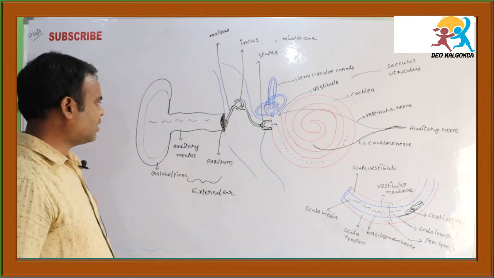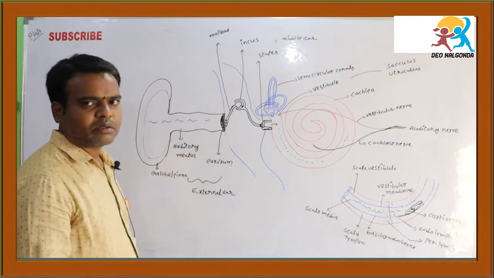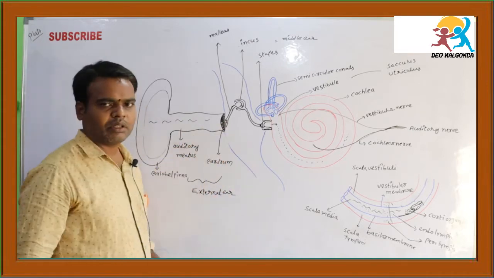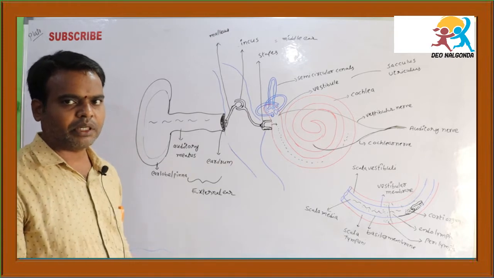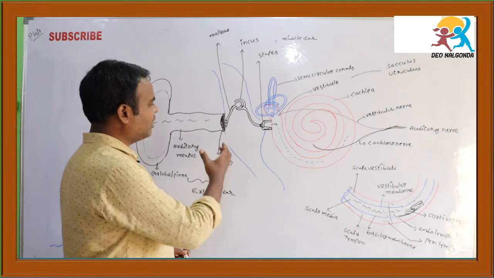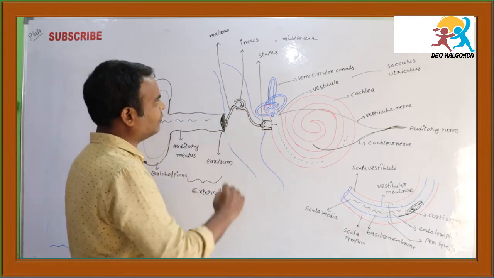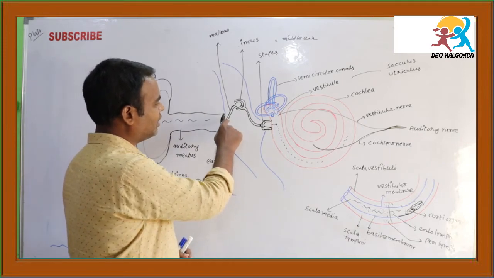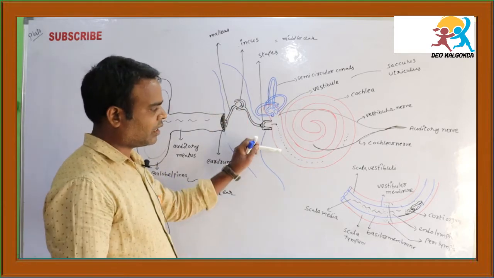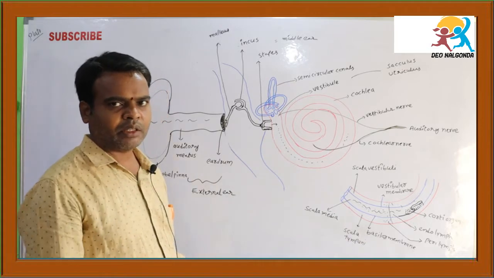Now coming to the functioning. When the ear receives the sound waves from external sources, finally they strike the tympanum, and the tympanum gets the vibrations. Once the tympanum is vibrated, these vibrations are transmitted through the bones of the middle ear, namely the malleus, incus, and stapes. Finally they reach the cochlea. Actually this cochlea contains two openings.